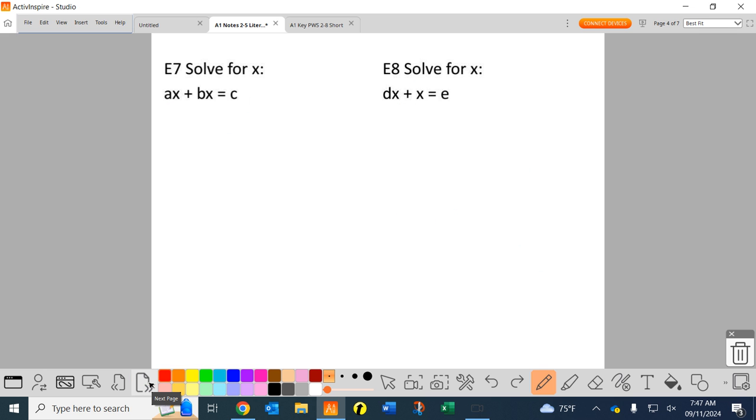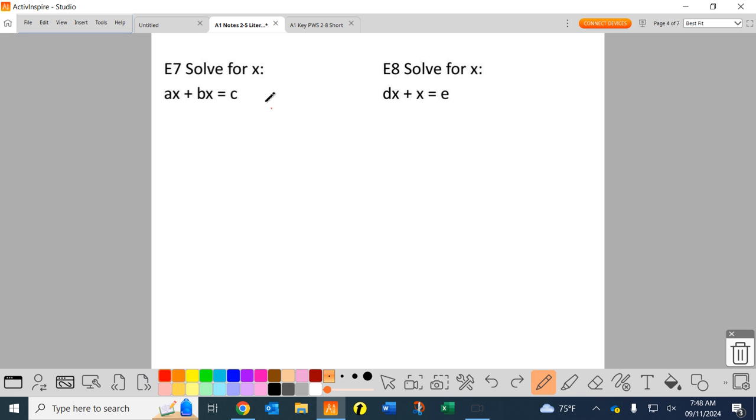So, we cannot combine the AX and the BX. We cannot do that. The AX and the BX are going to be connected because they both have an X, but we cannot add two different variables connected to that x. That's not possible. So we need to factor that x out. Like I talked about, it's basically like distributive property going backwards.